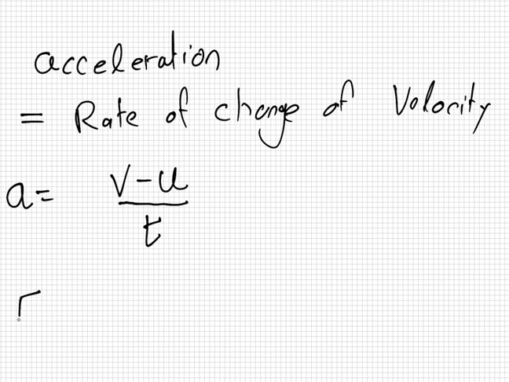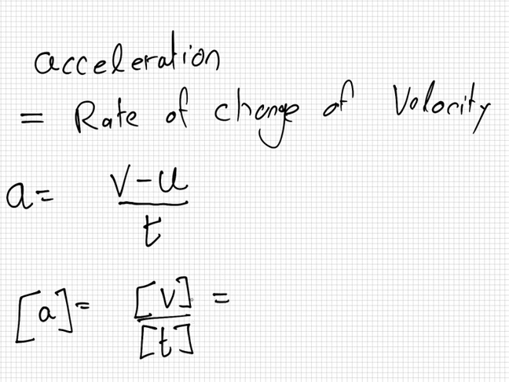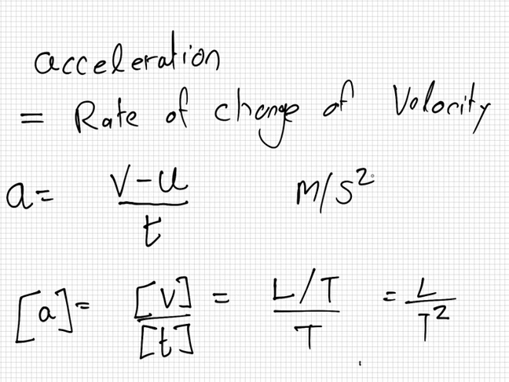Let's see what the dimension is for A. That's the dimension for velocity divided by dimension for T. So what's the dimension for velocity? Length per time, wasn't it? Length per time, meters per second. Yeah. And then time is time. So this is length per time squared. In other words, the unit is meter per second squared.